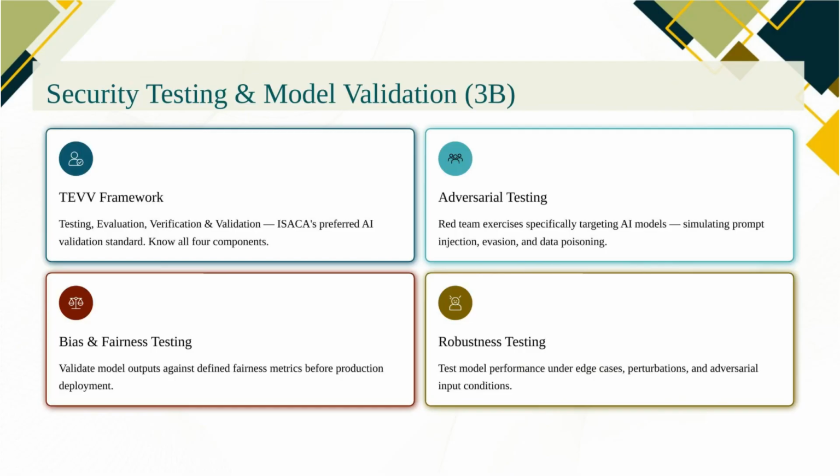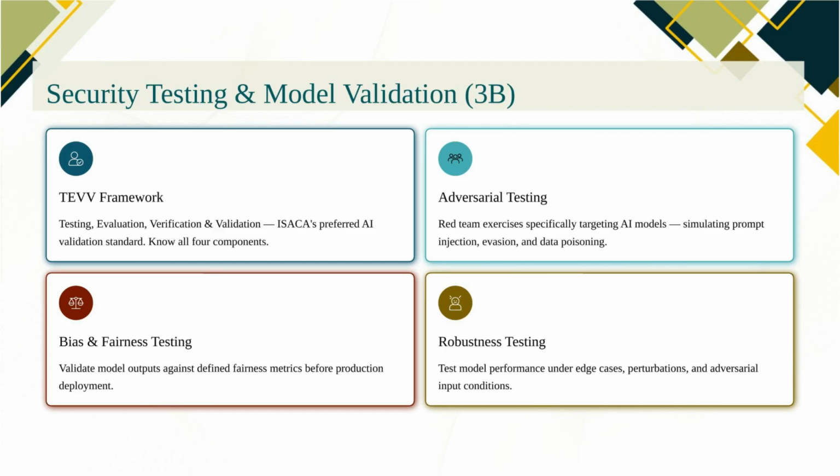The TEVV framework is ISACA's preferred approach to AI model validation: testing, evaluation, verification, and validation. Testing is the broadest category. Functional testing, adversarial testing, bias testing, and robustness testing all fall here. Evaluation assesses model performance against defined metrics and acceptance criteria. Verification confirms that the model was built correctly. It does what the specifications said it would do.